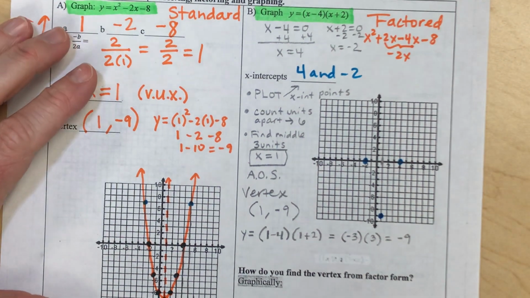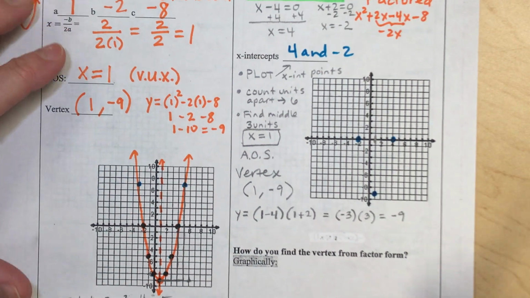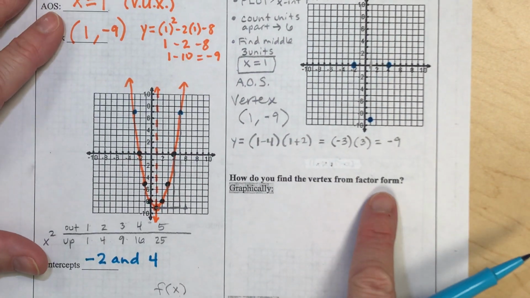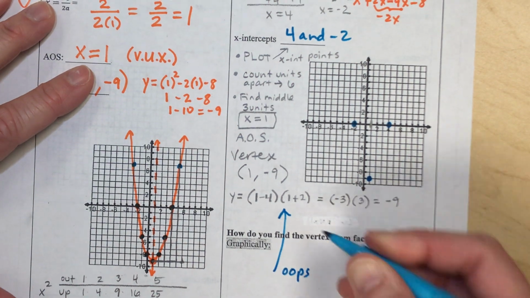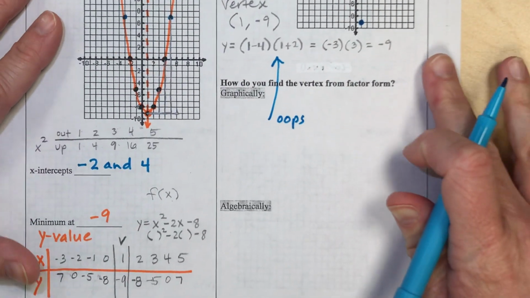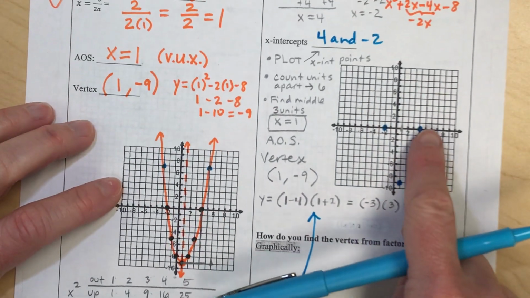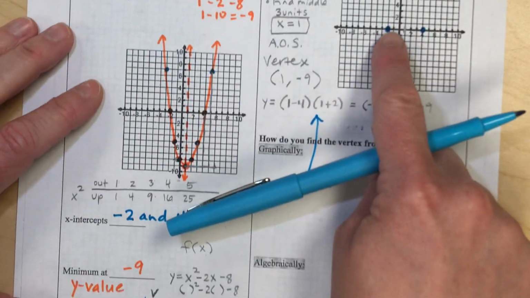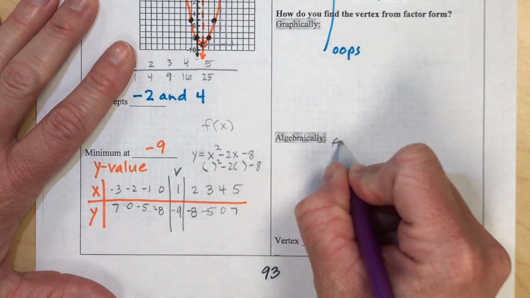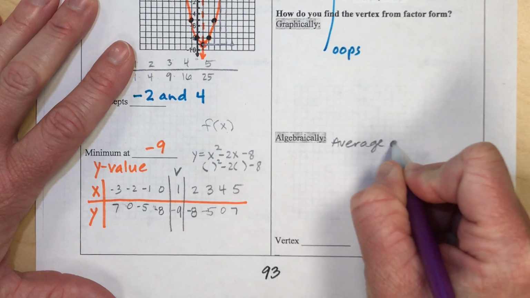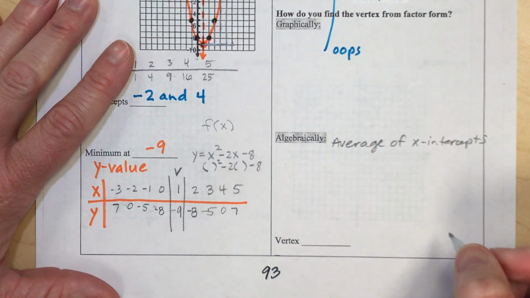Okay, so now, how do you find the vertex in factored form? I actually did all that here, so oops. I should have put all those steps down below. That's okay. Algebraically, I guess I didn't make this very algebraic. I just counted towards the middle. But algebraically, when you find the middle, it's called an average. So the average of our x-intercepts.